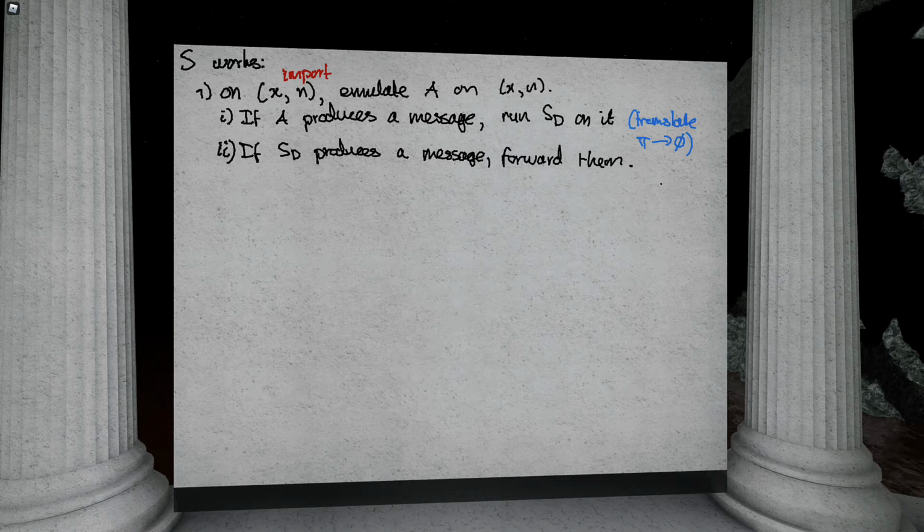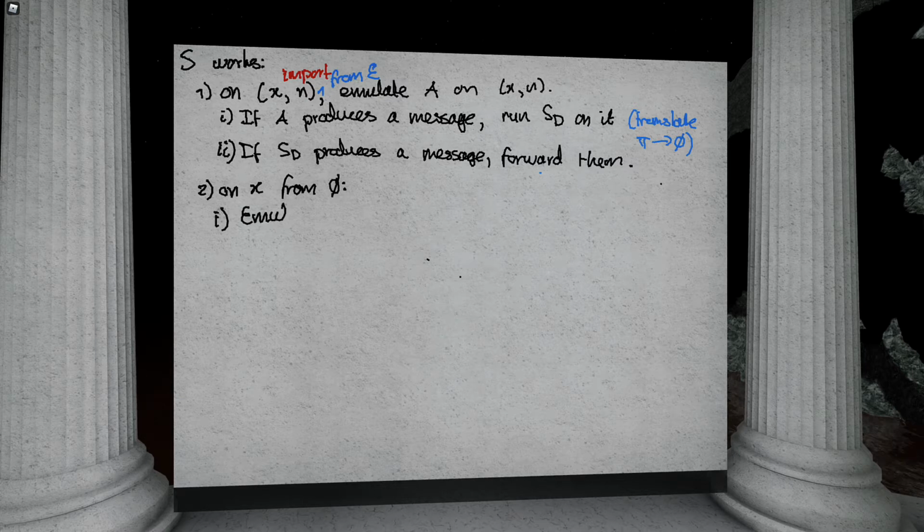I've forgotten to write here. My apologies. This is what it does if it gets a message from the environment. Okay. And then the other case is if it gets a message from the protocol. Well, we're going to do almost exactly the same thing, but in reverse, right? We're going to translate now from phi to pi and forward that to the environment through the adversary so that the environment can't tell the adversary and the simulator apart.